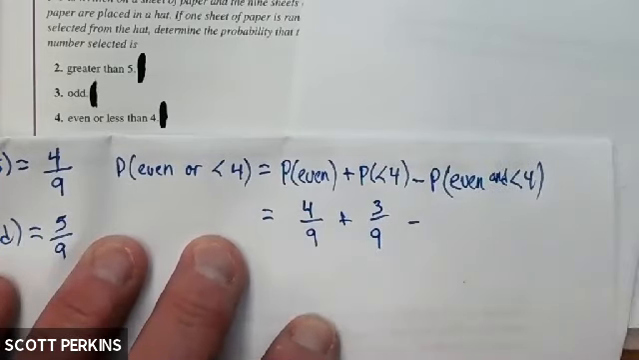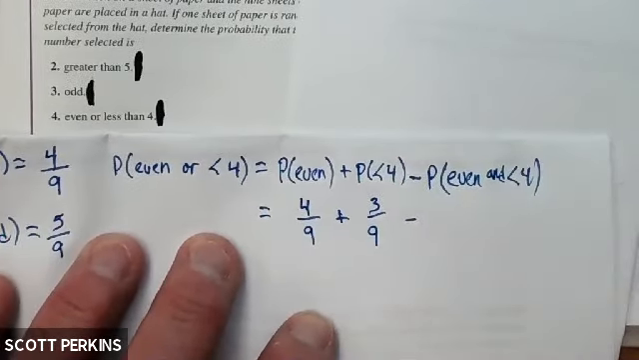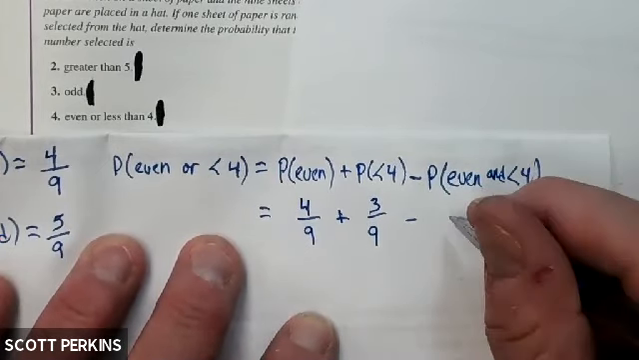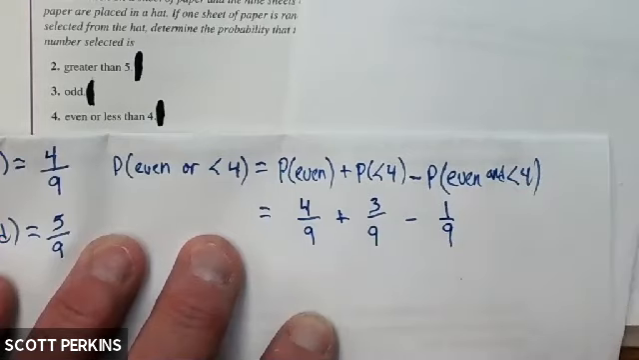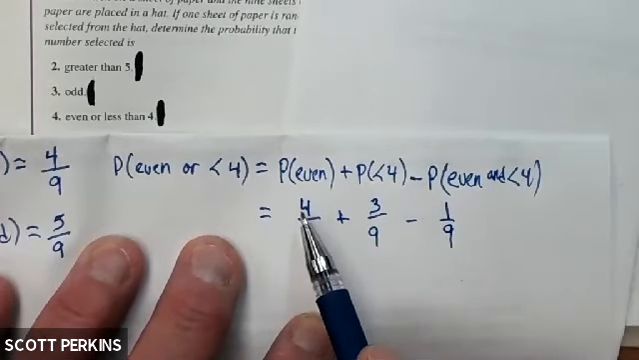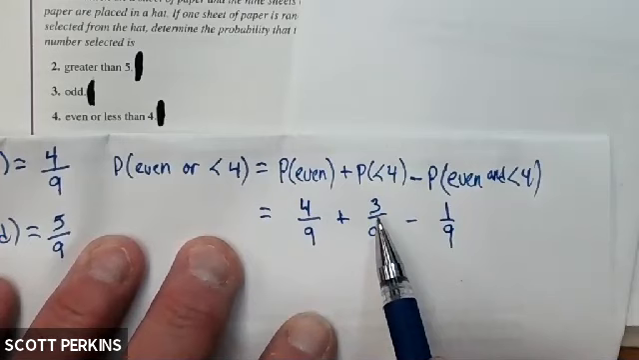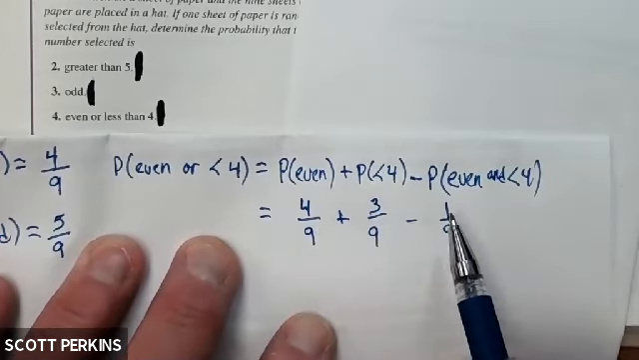And then how many numbers are both even and less than 4? Well, that would just be the number 2. So we counted the number 2 twice. We counted it when we counted even numbers, and we counted it when we counted numbers less than 4. So we've double counted, and that's what we have to correct here.